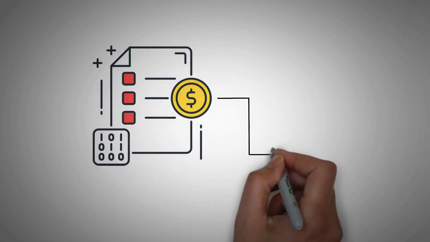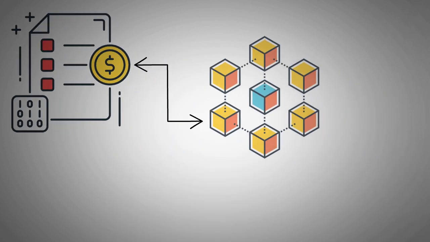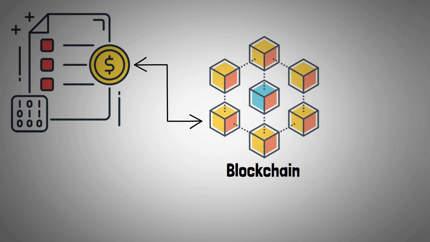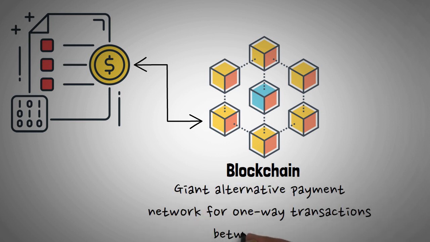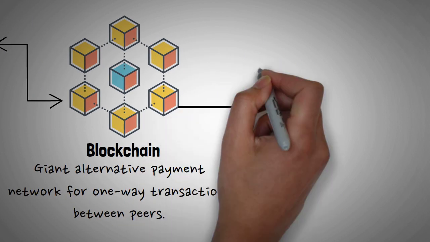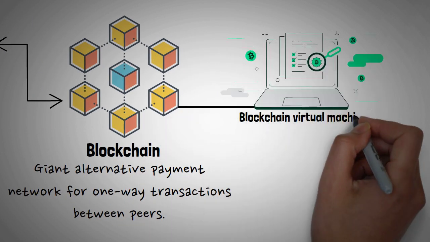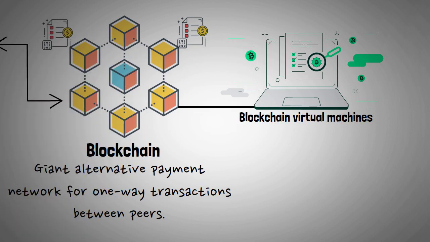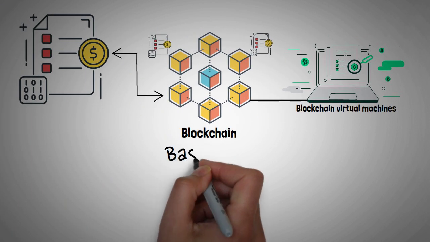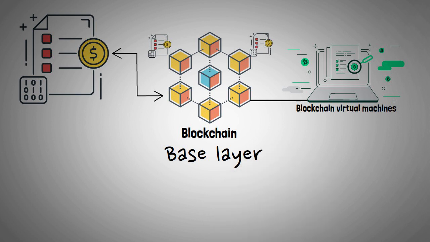Smart contracts are a key part of the blockchain. Originally, blockchains were designed as a giant alternative payment network for one-way transactions between peers. With the creation of blockchain virtual machines, it enabled smart contracts to be built on top of blockchains. From then on, the blockchain became a base layer upon which anything could be built.